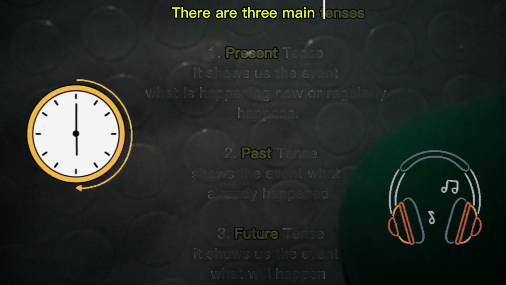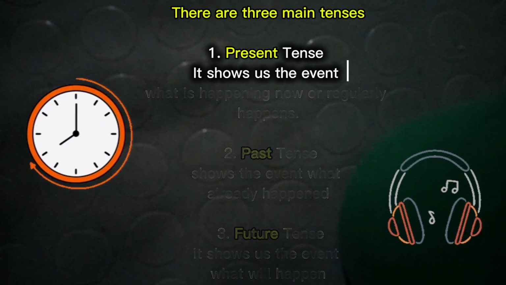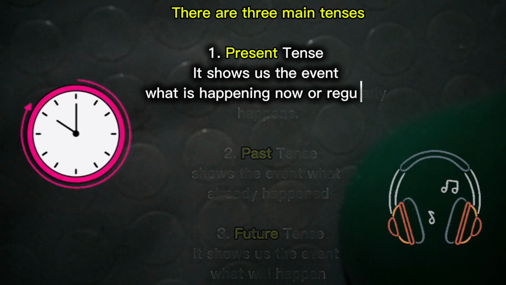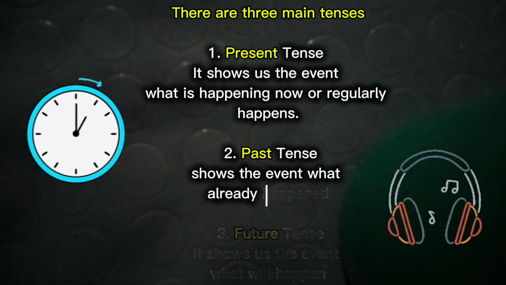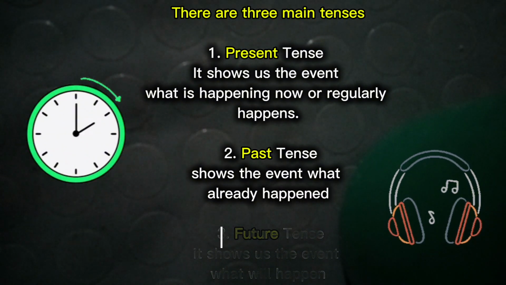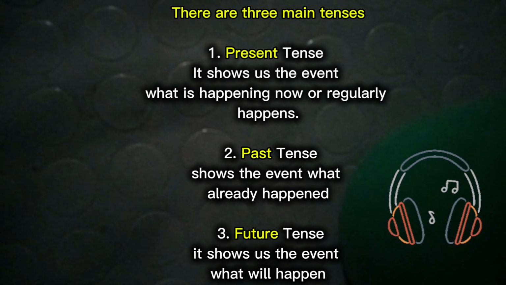There are three main tenses. 1. Present tense. It shows us the event that is happening now or regularly happens. 2. Past tense shows the event that already happened. 3. Future tense. It shows us the event that will happen.